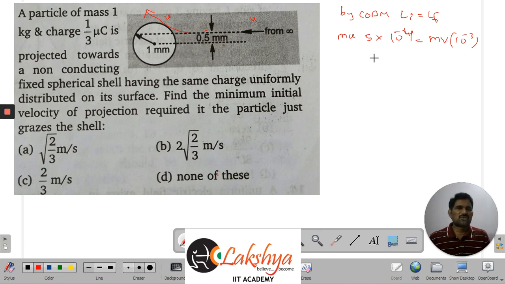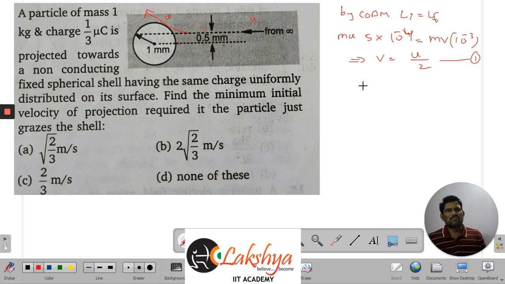And so now from this relation, I can write this expression as v is equal to u by 2 we can write here. Basing on this, 10 power minus 3 you can cancel here, so 0.5 you will get. And 0.5 is nothing but u by 2. So this is our equation 1.